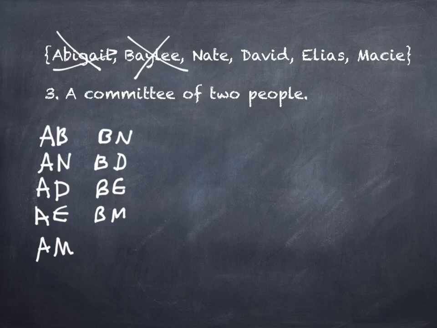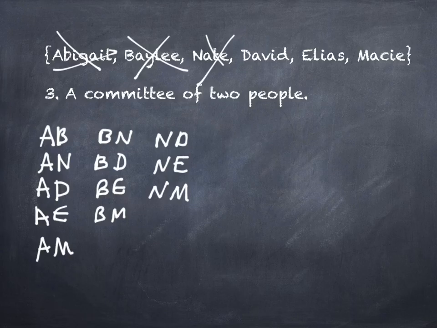Next person is Nate. So we'll start with Nate. Who could Nate be grouped with that I haven't already grouped him with? David, or Macy. And I'm done with Nate. One fewer than the last column, right? Okay, I've got David left. Who could David be grouped with that he hasn't already been? Elias or Macy. And then I've got one left, don't I? Elias and Macy.